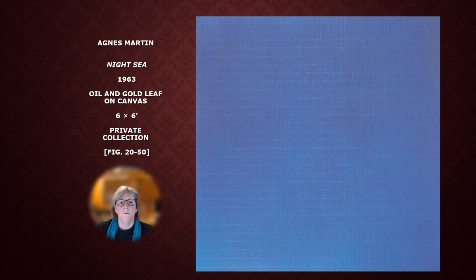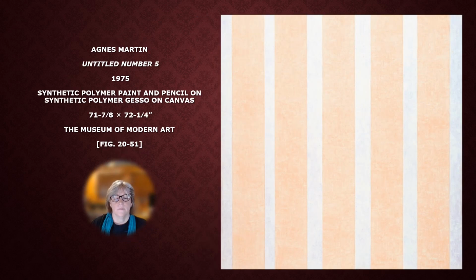Agnes Martin was influenced by the artworks of Mark Rothko, Barnett Newman, and Paul Klee. This is Night Sea by Agnes Martin from 1963. Martin's works of art are meditative and restful, which have a sense of timelessness. Here is a light and sensitive painting by Agnes Martin, which is Untitled No. 5 from 1975. Again, we see her work of art as meditative and restful.